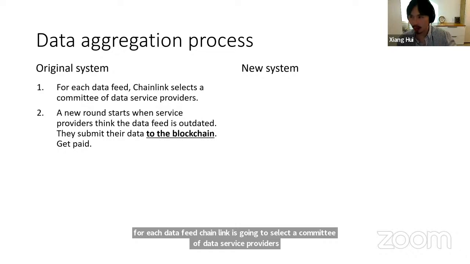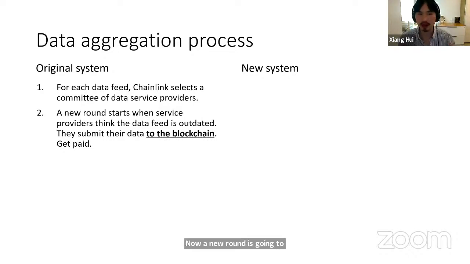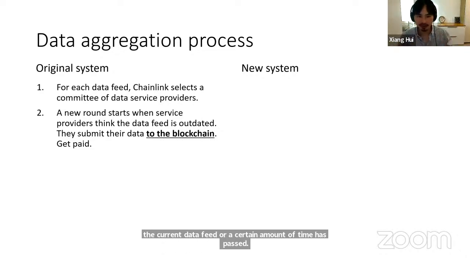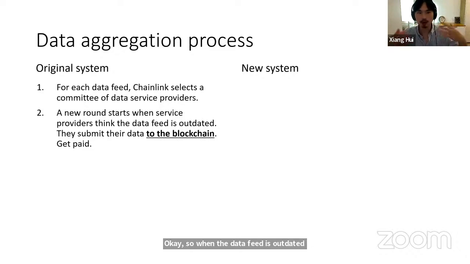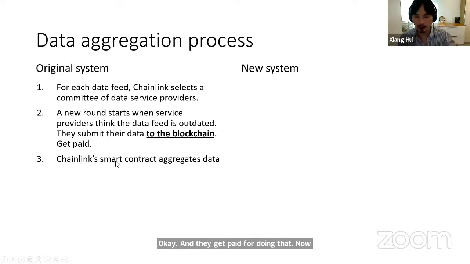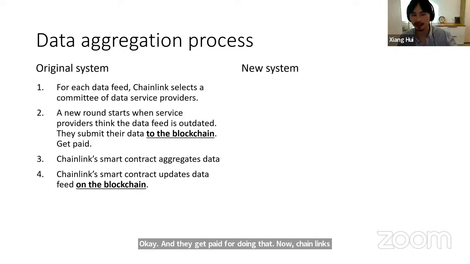Now, a new round is going to start when these providers think that the data feed is outdated, meaning that either the new aggregated data feed is sufficiently deviating from the current data feed, or a certain amount of time has passed. Okay. So when the data feed is outdated, these providers are going to submit their votes to the blockchain. Okay, and they get paid for doing that. Now, Chainlink's smart contract is going to aggregate all these votes by taking the median of them and then update it on the blockchain.